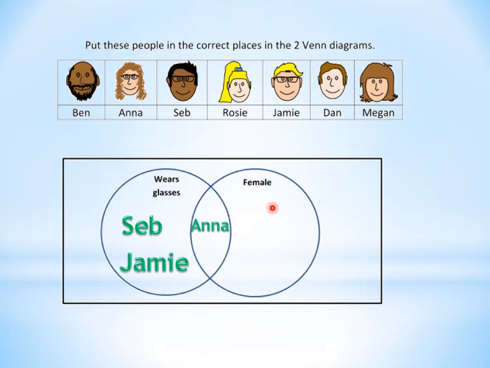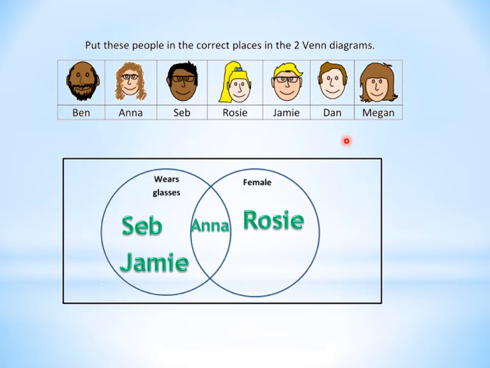Okay, now let's fill this part. What shall I put in this part? I will put females that are not wearing glasses. Let's have a look. I already put Anna. Rosie. Is she a female? Yes, she is. Is she wearing glasses? No, she's not. So Rosie goes here.